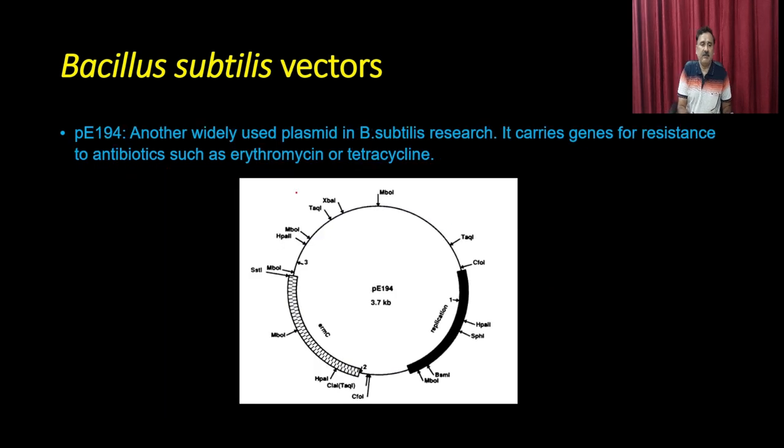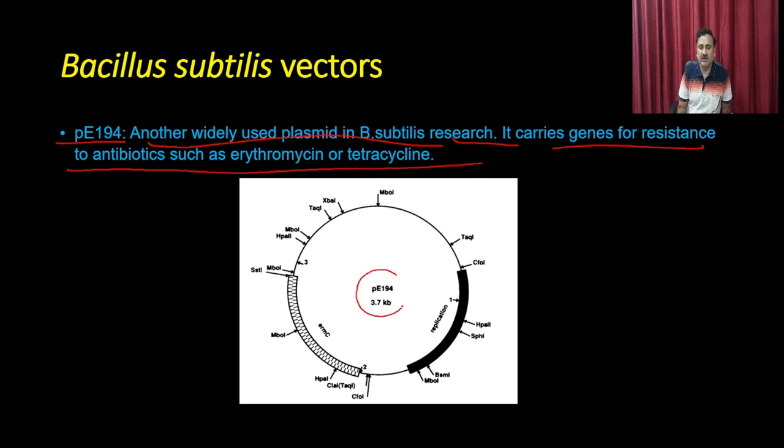Then we have pE194, another widely used plasmid in Bacillus subtilis research. It carries genes for resistance to antibiotics such as erythromycin or tetracycline. So this is a vector map of pE194, where you have the antibiotic resistance genes, tetracycline resistance genes, and so on.